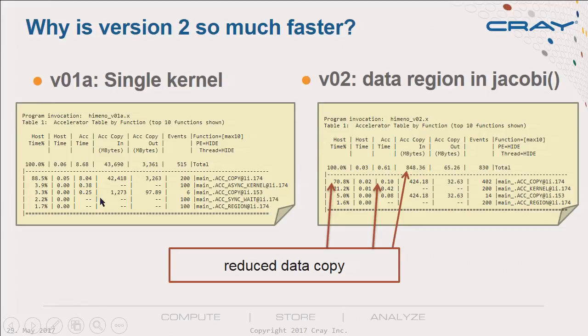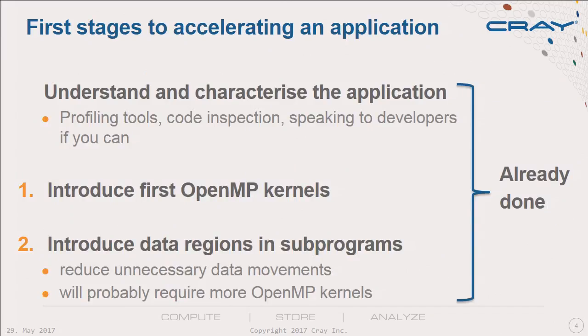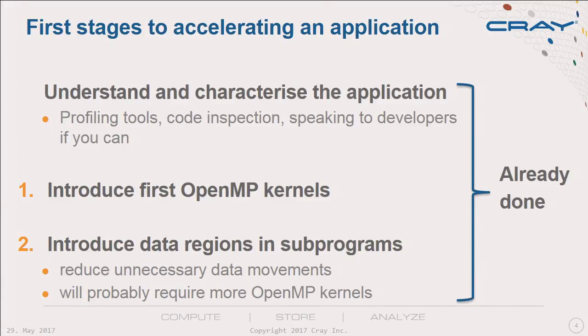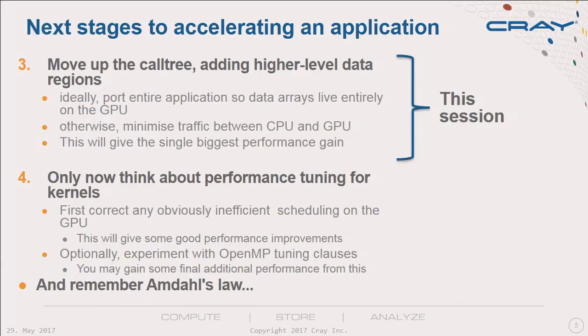Here I compare the two profiles I have, from the old version and the new version. We see from 88% we go down. Here it's 70%, so actually we went down to 30%. That's the one I did on the Kepler GPU. Excuse me, I didn't update that one. Also, summarizing that one: we did the first kernel, and we also introduced the data region.